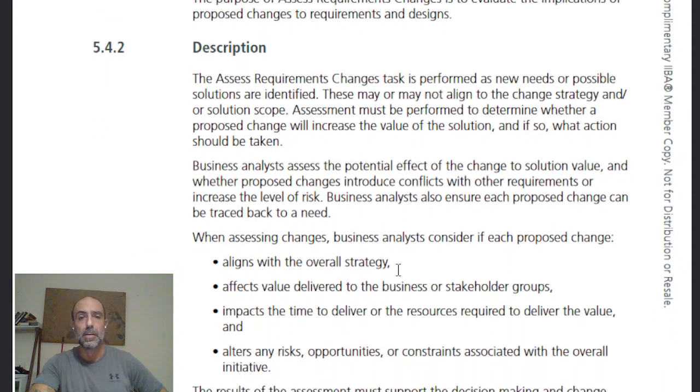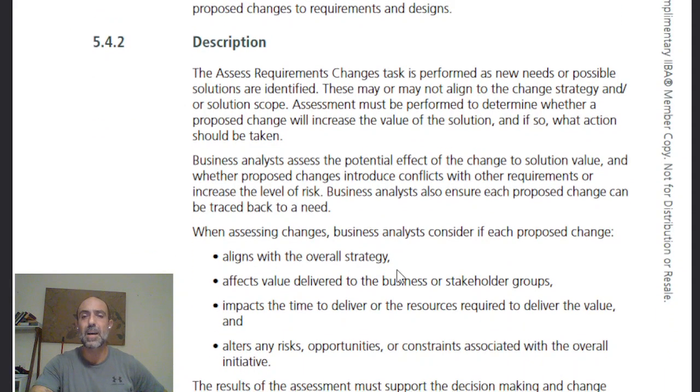Description. The Assess Requirements Changes task is performed as new needs or possible solutions are identified. Now remember, we're always researching and trying to do things differently. As we get closer to figuring out the solution, we're always figuring new stuff out. By eliminating the stuff that we thought existed that shouldn't exist, or by adding the stuff that we didn't think existed but should, that's how we get closer and closer.